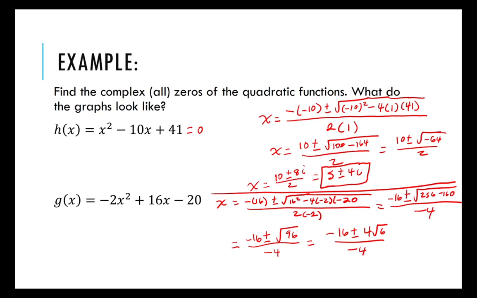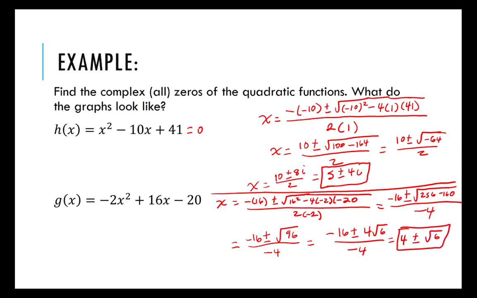Then notice that I can simplify this even further. That's -16 divided by -4, or +4. And then plus and minus divided by negative is going to be minus and plus. So it's plus and minus. 4 divided by 4 is 1. And so that's square root of 6. And so those are our complex solutions.